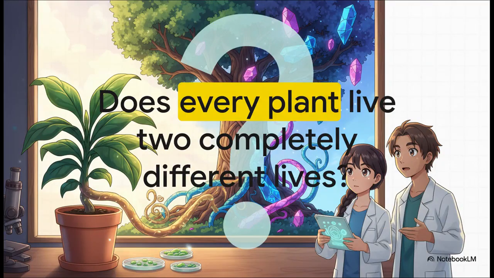Take a look at that potted plant sitting on your desk, or maybe the tree outside your window. Looks like a single, pretty straightforward organism, right? Well, it's actually hiding a reproductive double life that honestly sounds a lot more like alien sci-fi than basic biology. It's a completely foreign concept compared to how we animals reproduce.